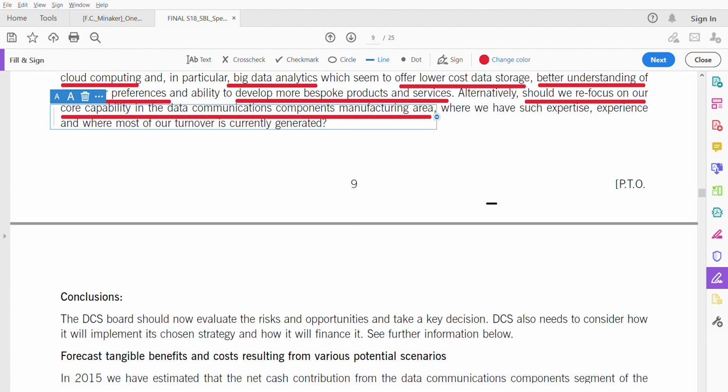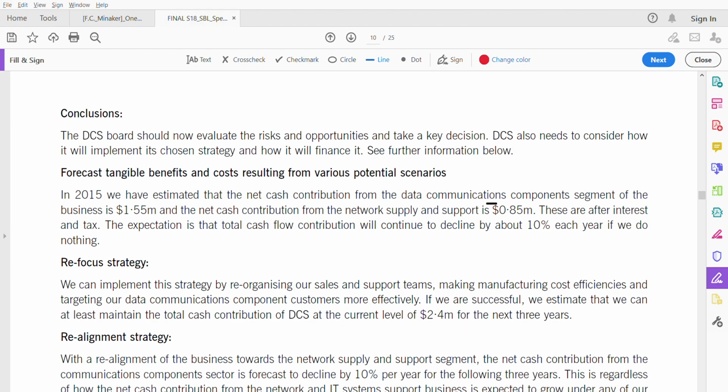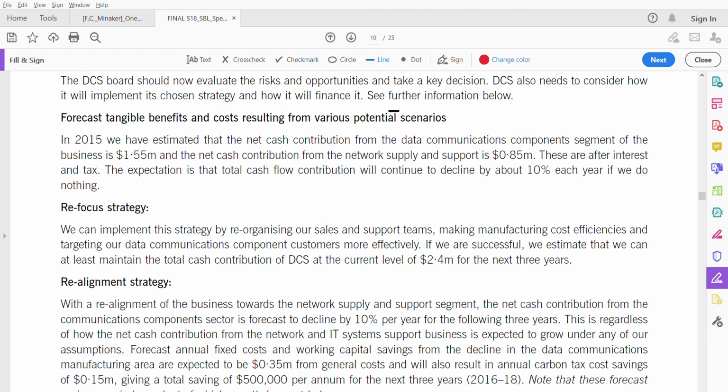Okay, so there are two strategies. Now let's go to the conclusion. This is how, when you write a report, you have to write a conclusion also. So the DCS board should now evaluate the risks and opportunities and take a key decision. DCS also needs to consider how it will implement its chosen strategy and how it will finance it. See further information below. So this is how they will finance it.